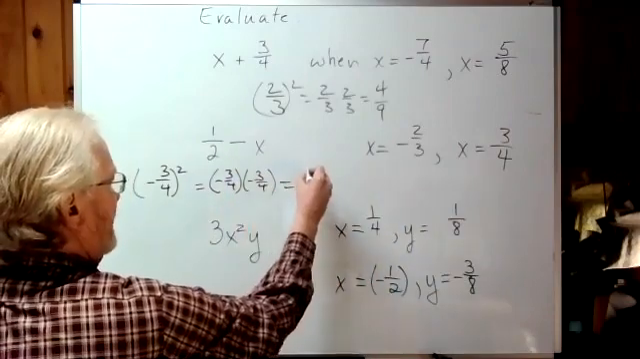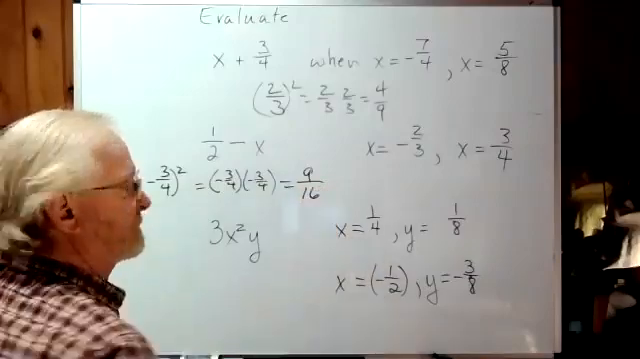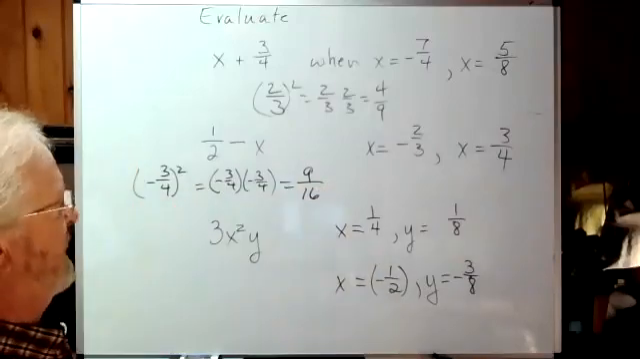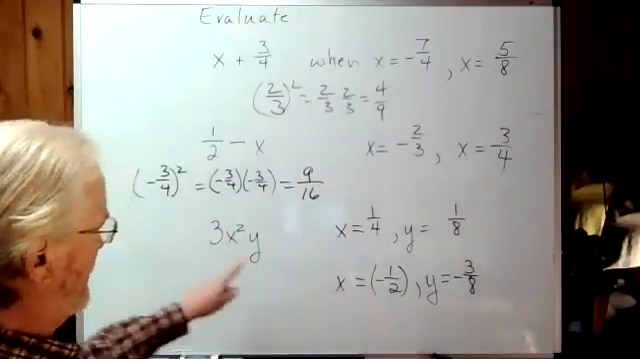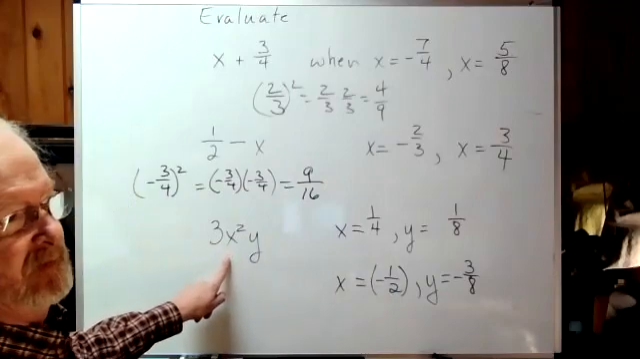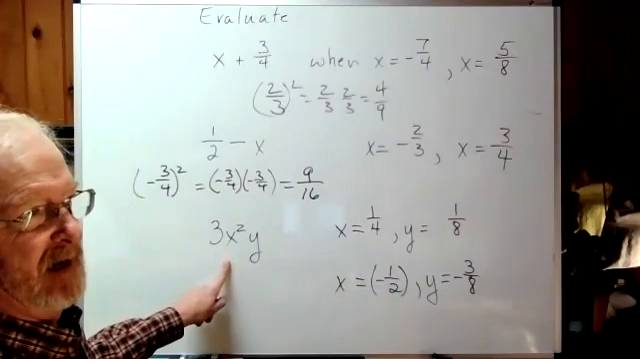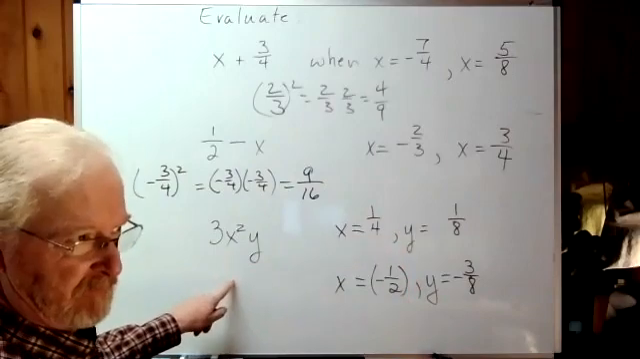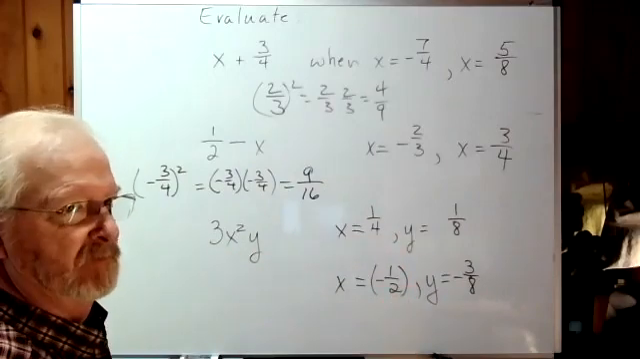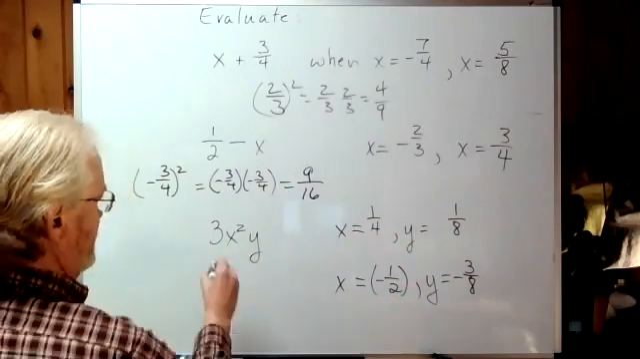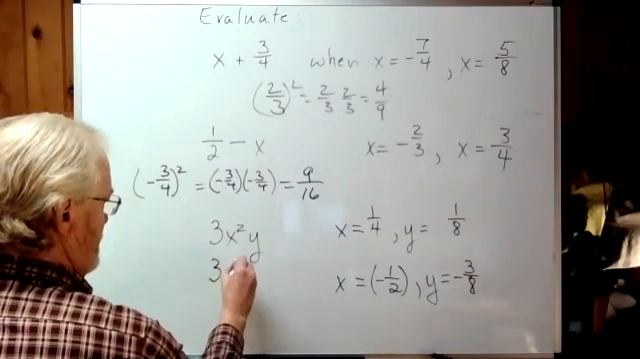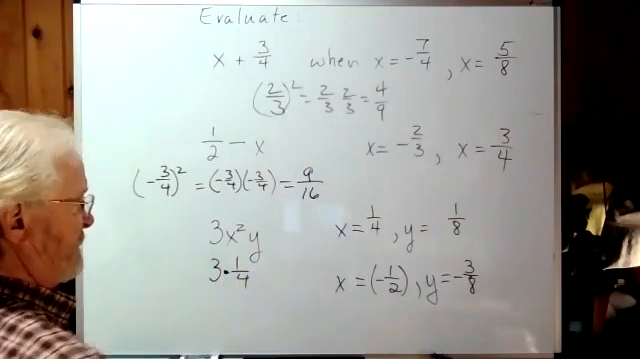3 times 3 is 9. 4 times 4 is 16. So there's that part of it. And here you're going to have to do that with the 1/2. The -1/2 times -1/2. 1/2 times 1/2 is 1/4. So that part of it's going to become 1/4 after you square that.